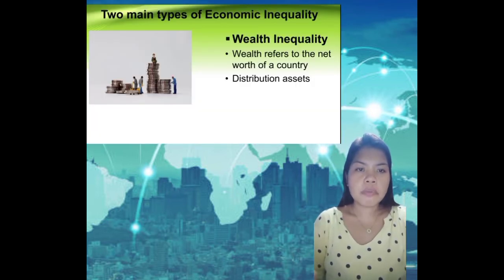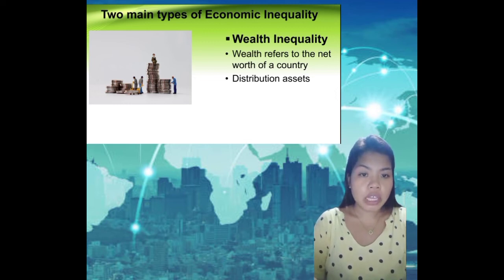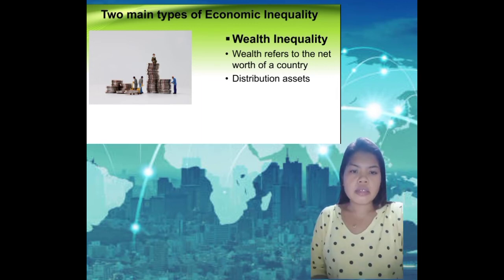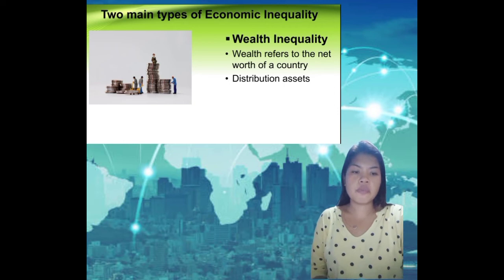There are two main types of economic inequality. The first is wealth inequality. It refers to the net worth of the country and distribution of assets. It takes into account all the assets of the nations, whether natural, physical, or human, less liabilities, so that the individuals or groups with money or material assets have income interest from other countries.